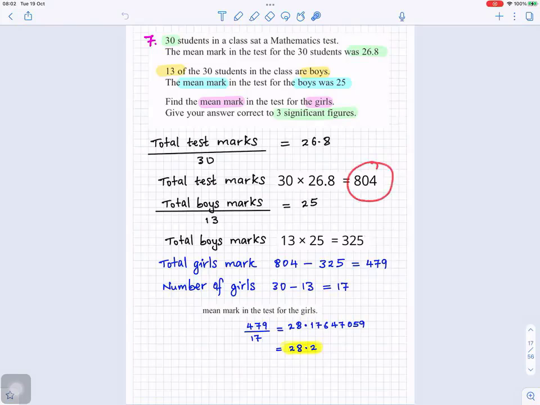We know the total marks. We know the total boys marks. We want to find the total girls marks. So we subtract them: 804 minus 325 gives you 479. The number of girls is 30 minus 13, which is 17. The mean mark for the girls is their total marks, 479, divided by the number of girls, 17. It gives you 28.17, which is 28.2 to 3 significant figures.